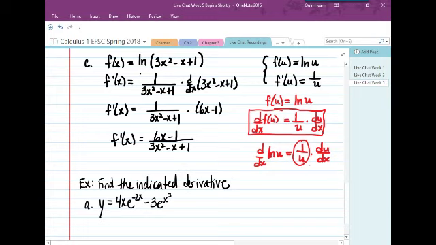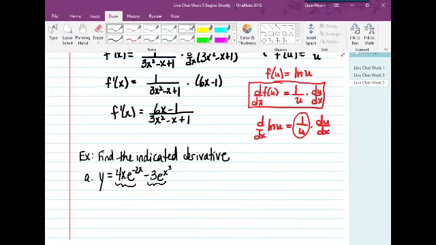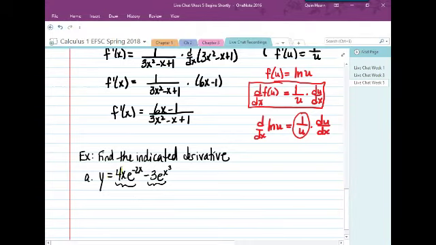Okay, so to find this derivative, I want to observe a couple of things. One, when we have a sum or difference, we can just take the derivative of each part of the sum or difference, each term, separately. So we're going to do that. Then to take the derivative of the first term, notice that we have something with an x times something else with an x. And whenever that happens, you have to use the product rule.